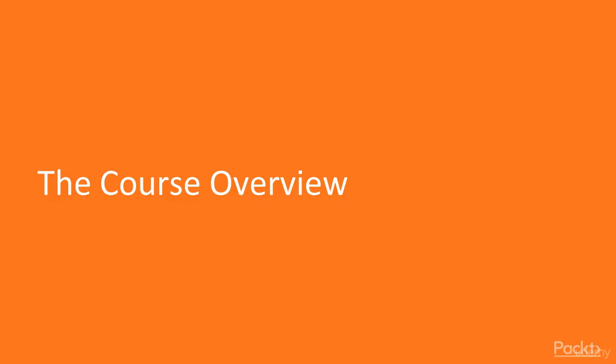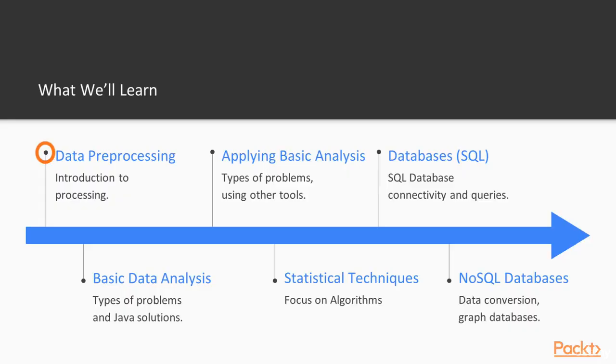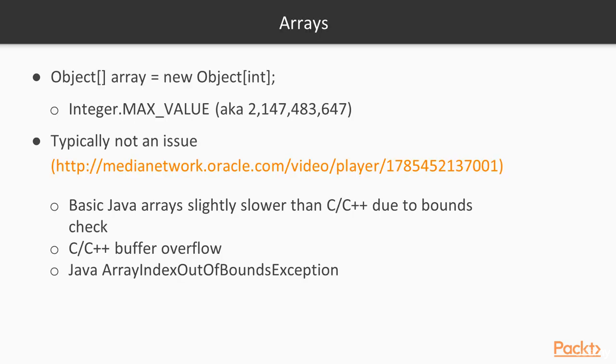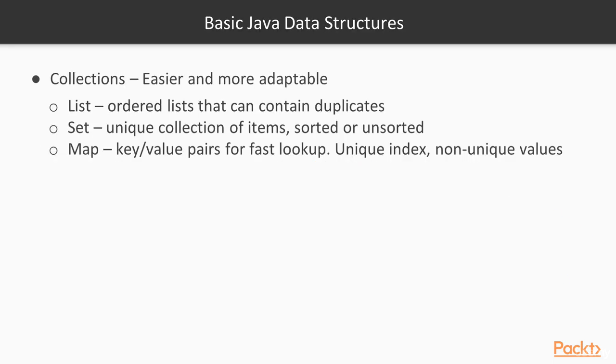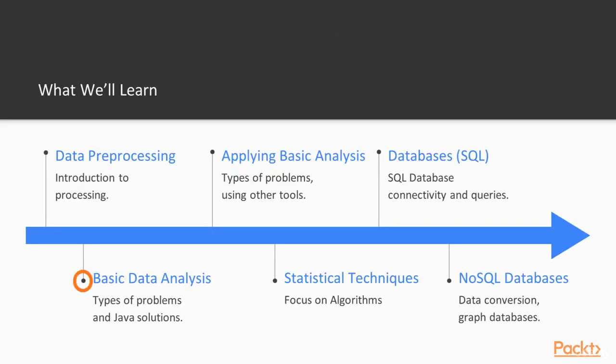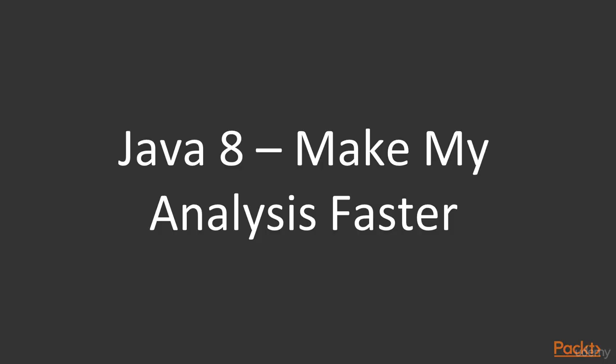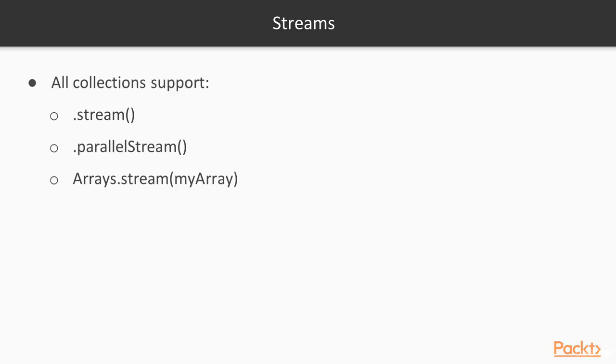Now let's lay out the logical flow to walk through all of these topics. The location that we're going to start is in the beginning with the role of data preprocessing. What is the data that we're going to look at? How are we going to evaluate it? And then we'll move into basic data analysis, covering the types of problems and the capabilities within the JDK that you can use to solve them.